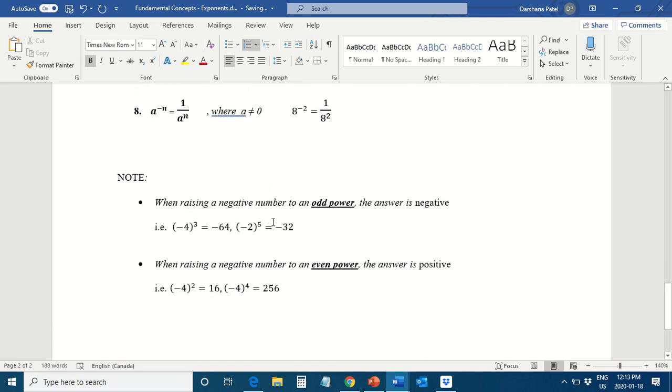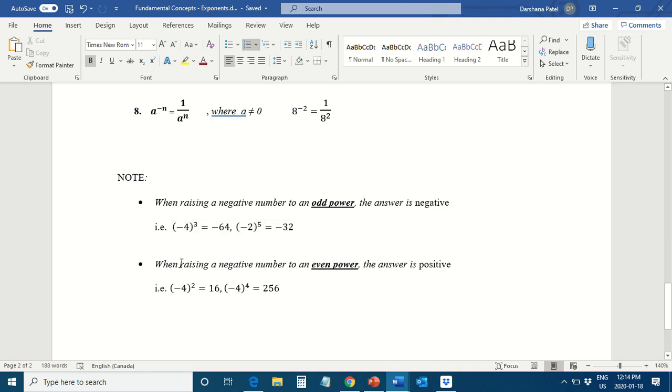Okay. When raising a negative number to an odd power, the answer is negative. For example, negative 4 cubed will be negative 64. Negative 2 to the power of 5 will be negative 32. So the exponent here is odd numbers like 3, 5. The result turns out to be negative numbers.